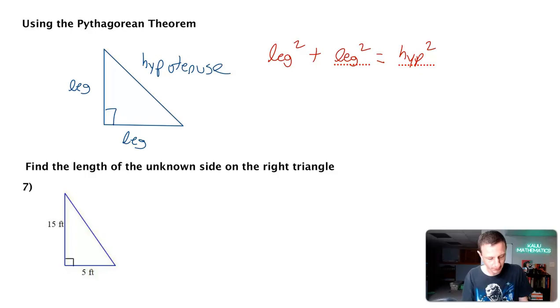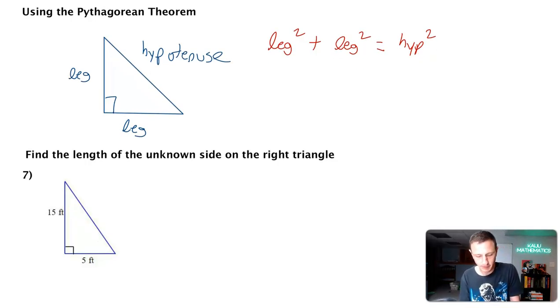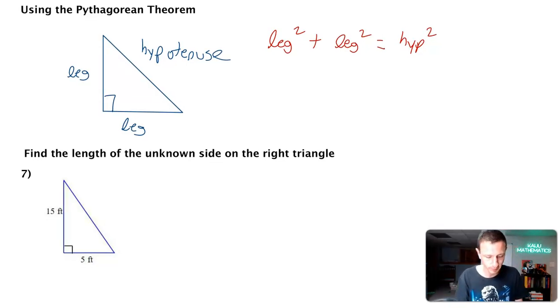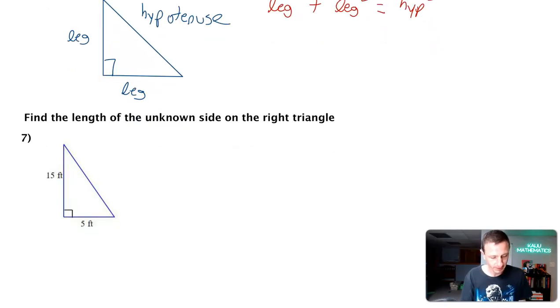You might have also heard of it as a squared plus b squared equals c squared. I just don't like that because you're getting tied into letters, and sometimes the variable might be a different letter, and then you're not sure what part that is. I just try to avoid variables and say leg squared plus leg squared equals hypotenuse squared.